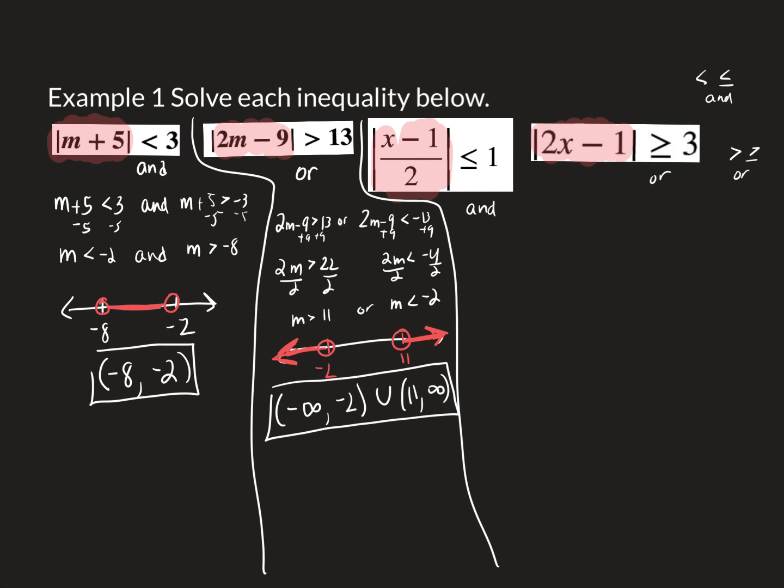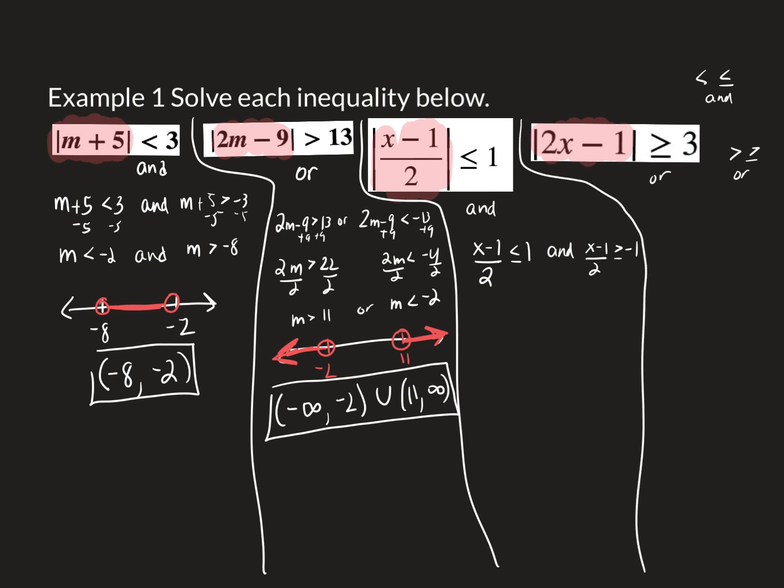Now let's do the next one. It's an and problem. I'm going to write my two inequality problems. X minus 1 divided by 2 is less than or equal to 1, and x minus 1 divided by 2 is greater than or equal to negative 1. Whoa. Oops.